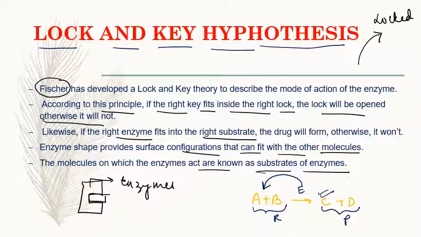Now the molecules on which enzyme act, here in this case the enzyme is going to act on this molecule. So this molecule we call substrate, right? The molecules on which the enzyme act are known as substrate of enzyme, right? So these are the molecules here. Here the enzyme will act and here the enzyme will act. So we call this molecule substrate. And the substrate is specific for its enzyme according to the lock and key hypothesis. I hope it is clear.